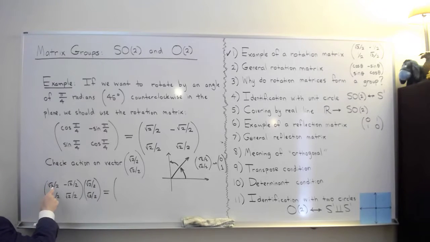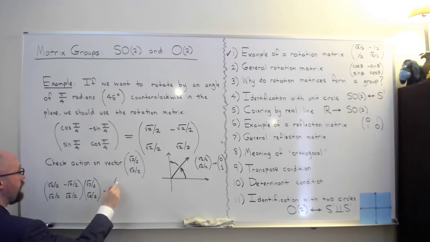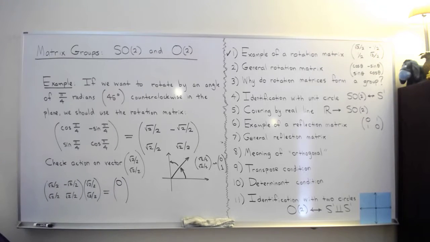Well, the first component, the top component here, we have square root of 2 over 2 times square root of 2 over 2. Now the two square roots together give you a 2. The 2's together give you a 4. That's 2 over 4. So that's 1/2. And then same here, except there's a minus sign. Square root of 2, square root of 2, that gives you 2. The 2 and the 2 give you a 4. 2 over 4 gives you 1/2, but there's a minus sign. Those cancel, so there's a 0.